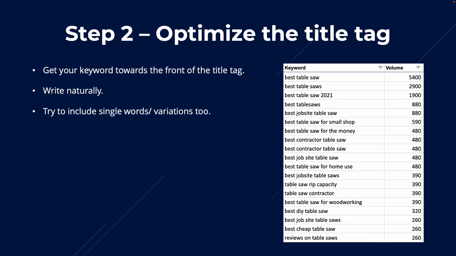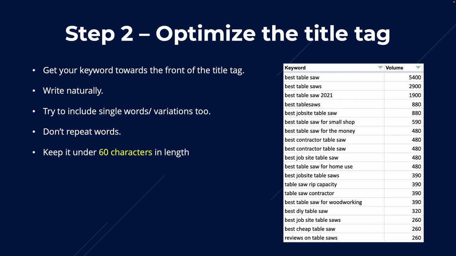You also want to try and include single words and variations too. So that can relate to words like saw and saws, which would be my first two keywords, best table saw and best table saws. Again, different variations of the same word, single and plural. That helps increase relevancy for both keywords. You want to make sure you do not repeat any words in the title as well. That is something you definitely do not want to be doing. When you repeat words, you can very easily over-optimize the page.